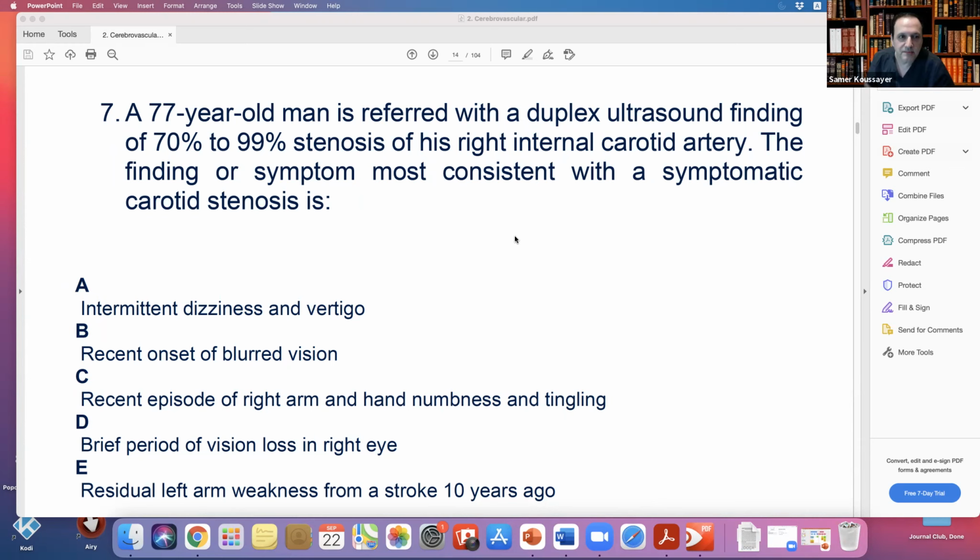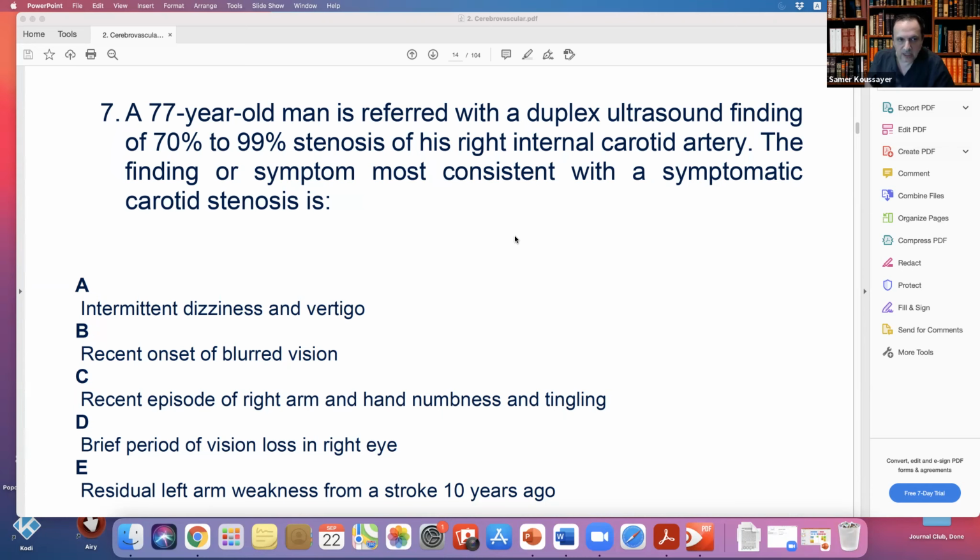It's simple. First, intermittent dizziness and vertigo. In old age, carotid stenosis is not the only reason. There is a lot of differential diagnosis. Intermittent dizziness and vertigo, is it anterior or posterior circulation? This is posterior. So this has nothing to do with the carotid. Dizziness and vertigo are signs of posterior circulation.